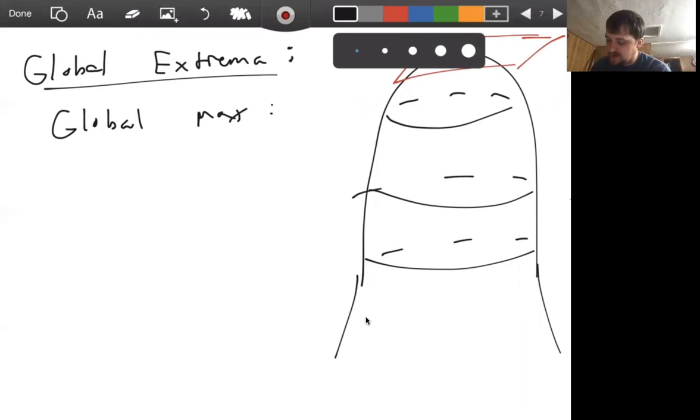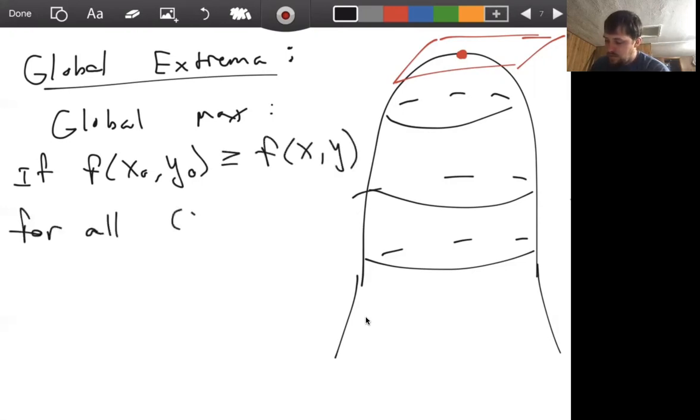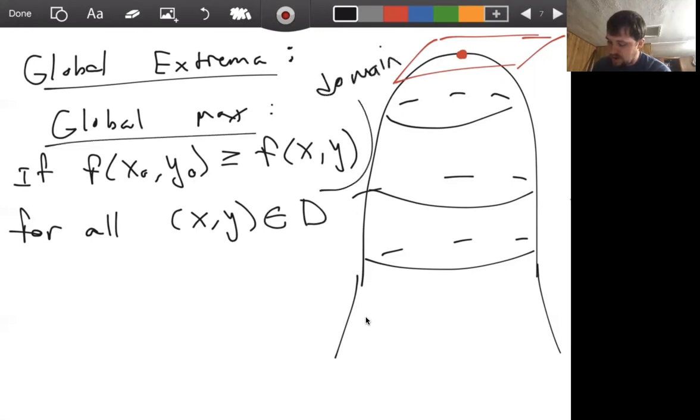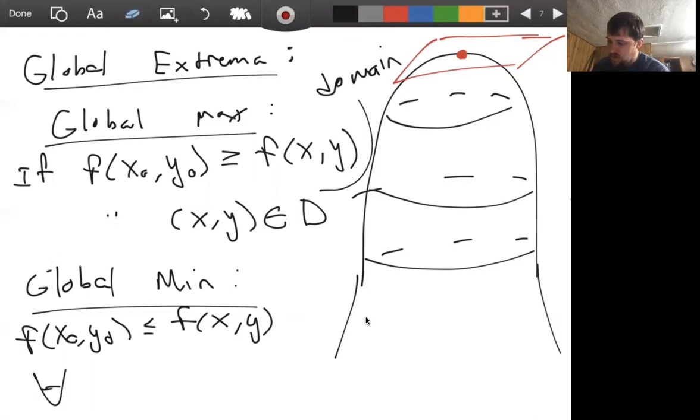So this is a global max if f of x naught, y naught is greater than or equal to f of x, y for all points x and y in the domain. So I'll just say D is the domain, right? And then there's an analogous global min. A global minimum is if f of x naught, y naught is less than or equal to f of x, y for all, I'll use my shorthand upside down A, which means for all, right? So I could write this one as that too.